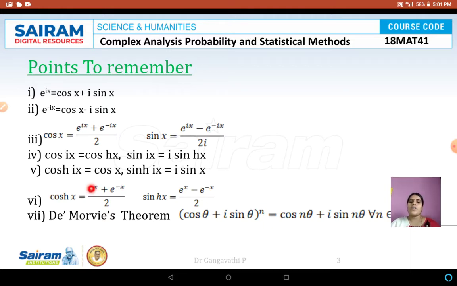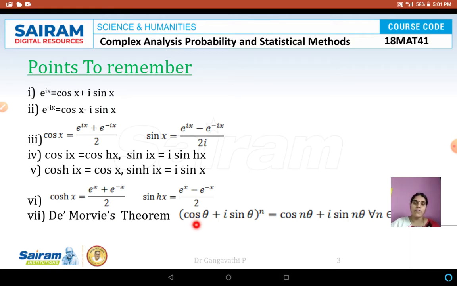Okay, now coming on to cos hyperbolic. As I told you just now, the exponential form of a hyperbolic function is e power x plus e power minus x by 2. And sin hyperbolic is e power x minus e power minus x by 2. So these results, along with this, you have to remember De Moivre's theorem. You might have already come across De Moivre's theorem probably in your 7th or 8th standard itself.